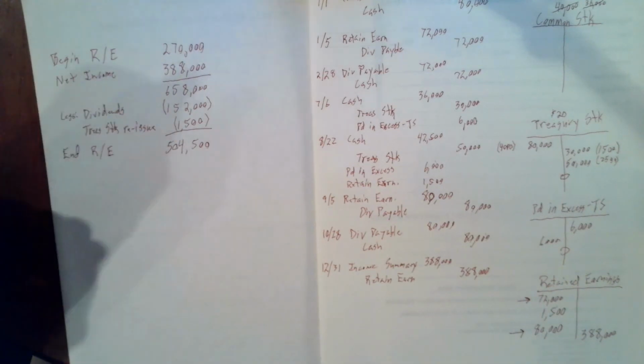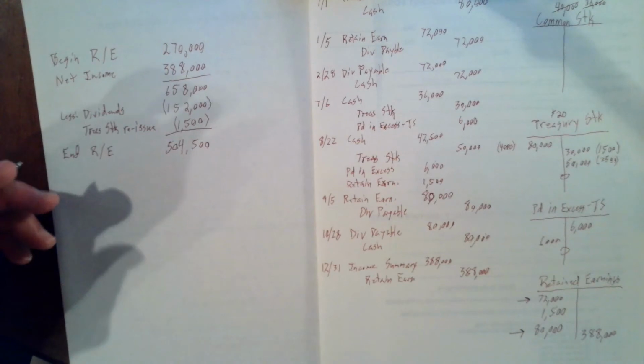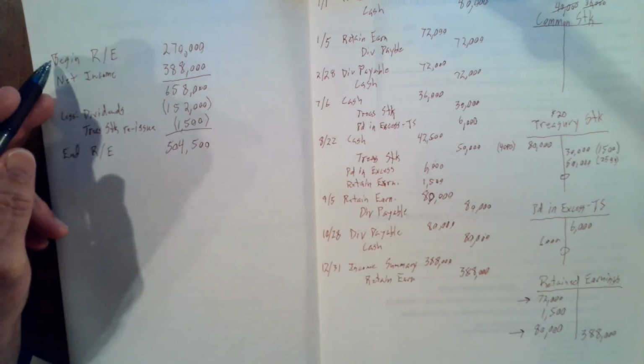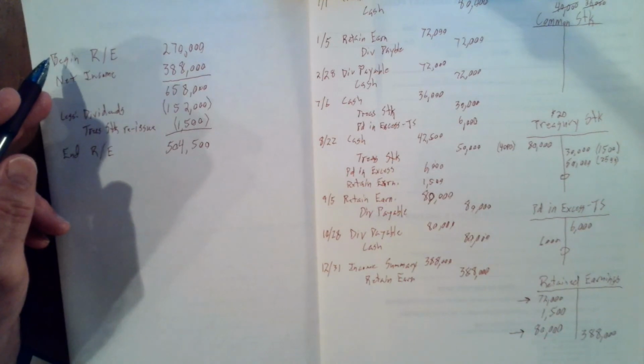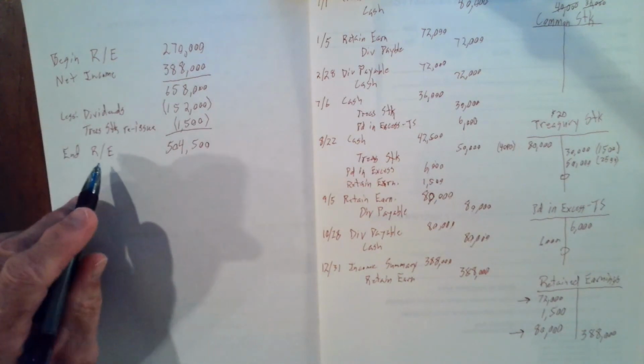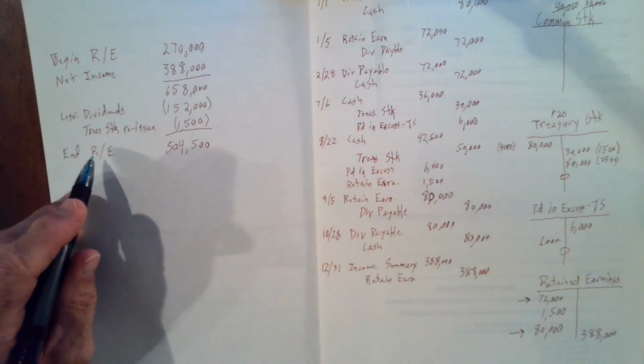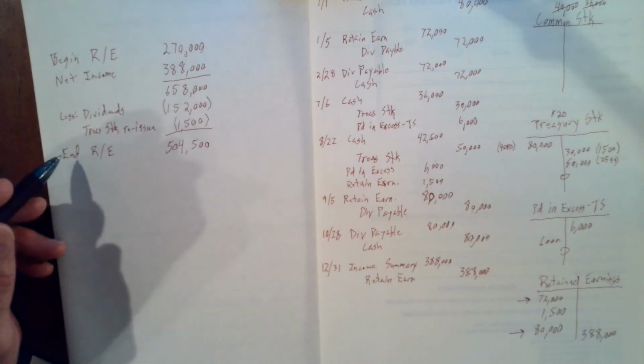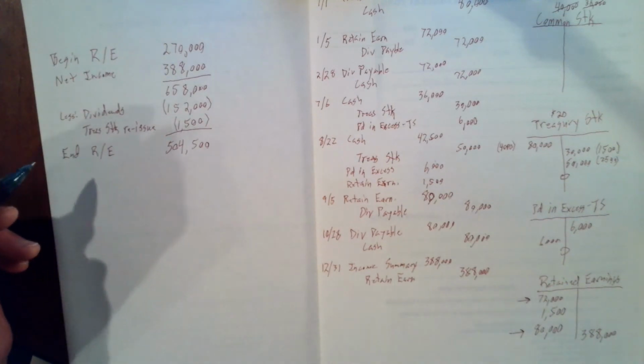Okay, so when you're looking at this beginning retained earnings, they probably won't show it to you like that. They'll probably say it's the retained earnings of December 31st, 2015, and this is December 31st, 2016, which effectively is beginning and ending retained earnings, but they do it by date. So watch for the date.